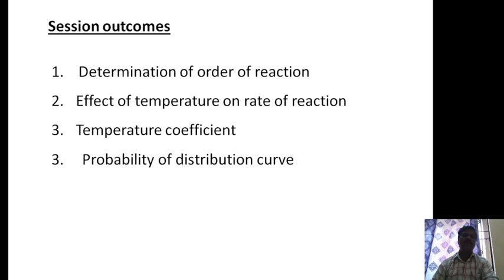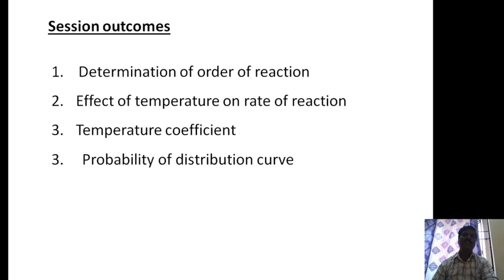Now, after completion of this session, you will come to know how to determine the order of the reaction by different methods, and also the effect of temperature on the rate of the reaction. You can also easily define the temperature coefficient, and you will come to know what the probable distribution curve is, or the nature of the probable distribution curve.